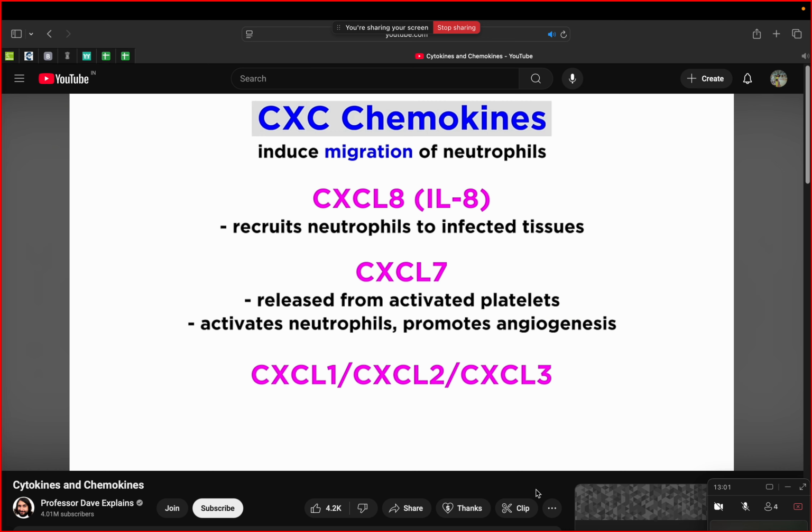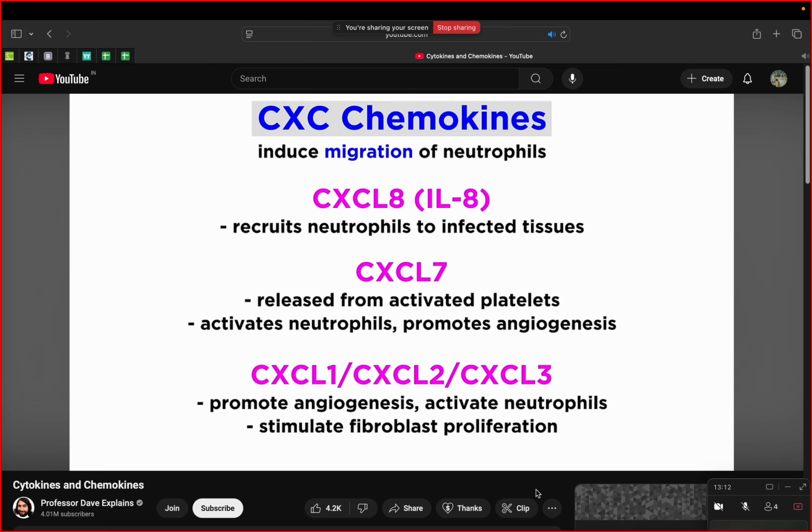CXCL1, CXCL2 and CXCL3 are similar to CXCL7. They promote angiogenesis, activate neutrophils, and stimulate fibroblast proliferation. The difference is that these chemokines are released by endothelial cells, fibroblasts, and monocytes instead of platelets.